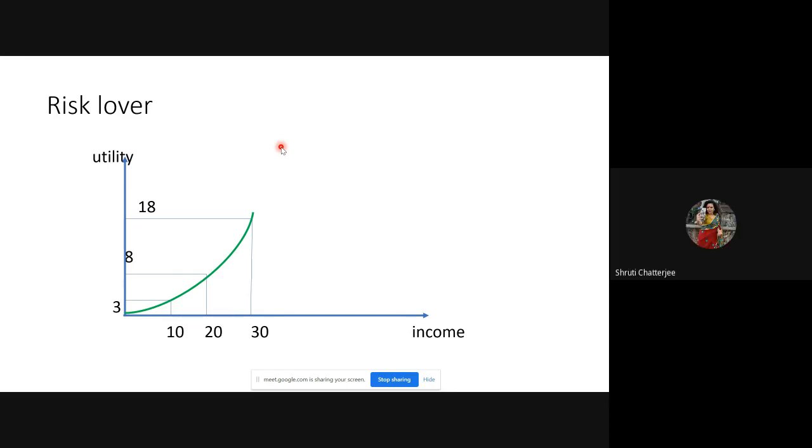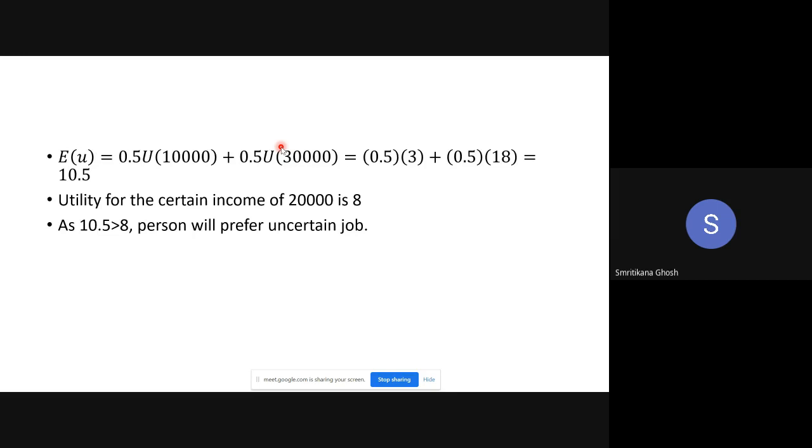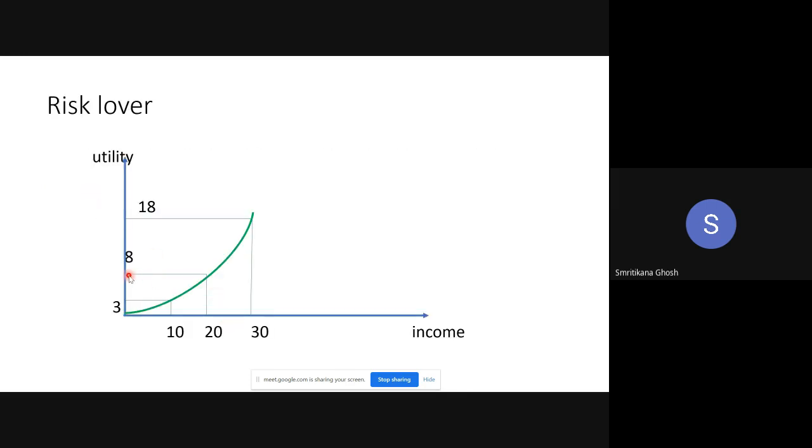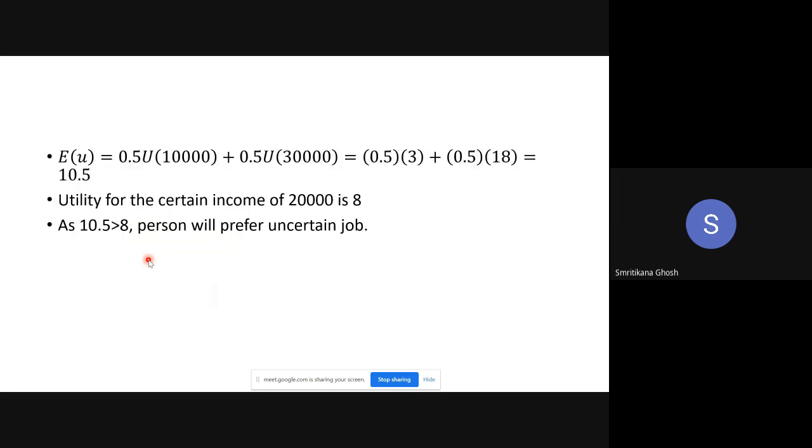Ma'am, here also the 20,000 corresponds to the certain job, job 1. Yes. And the 10, 30 for the uncertain job. So look, expected utility of job 2 is 0.5 into utility of 10,000 plus 0.5 into utility of 30,000. Those values are changed now because of the shape of the curve. So it is now 3 and 18. If you calculate, it will be 10.5. And for the certain job, it's 20,000 and the utility is 8. So as 8 is less than 10.5, the individual will go for the uncertain job.